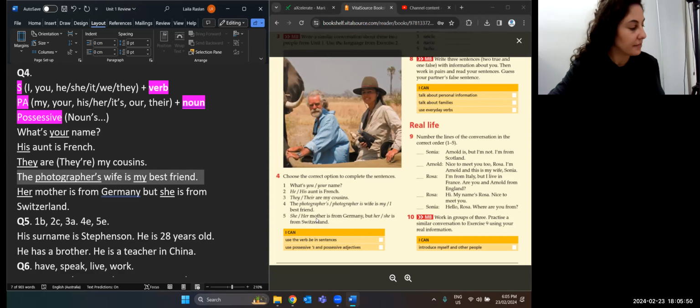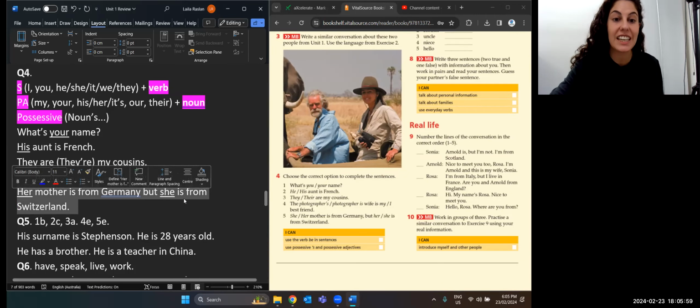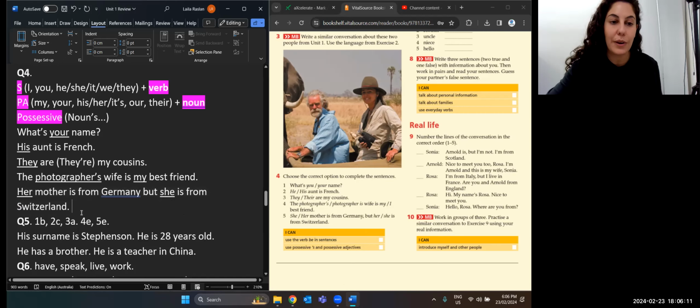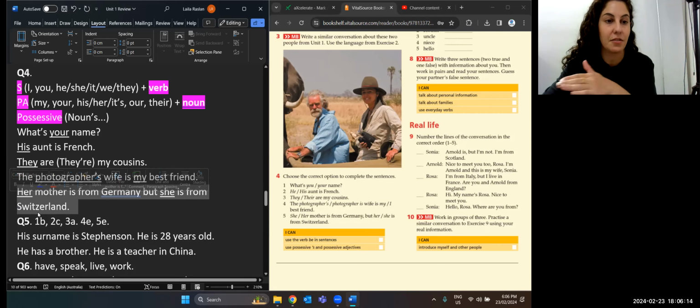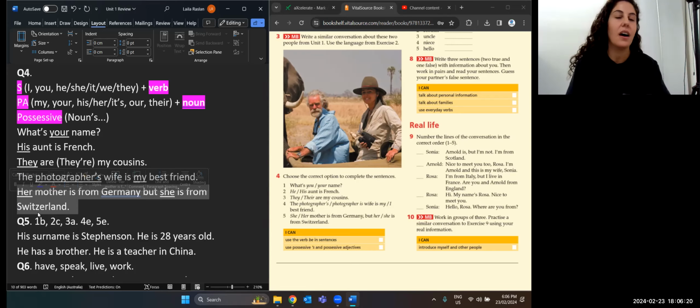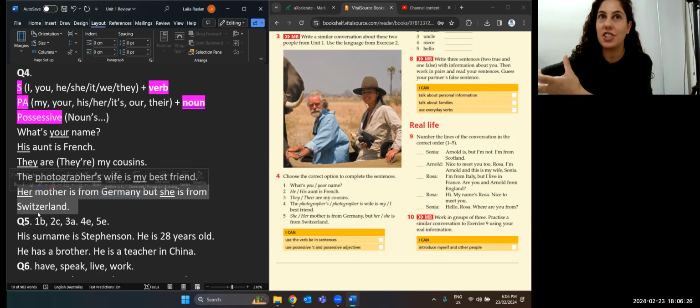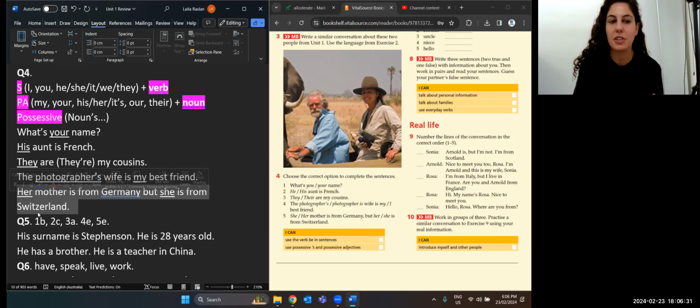Number 5. Her mother is from Germany, but she is from Switzerland. So again, we push that is, but she is from Switzerland. So again, when we speak in English, we don't just read it with one voice. We kind of push certain words. And it's like the most important part of the sentence. So, her mom is from Germany, but you see how my voice really pushed to show you that I want to talk about her.